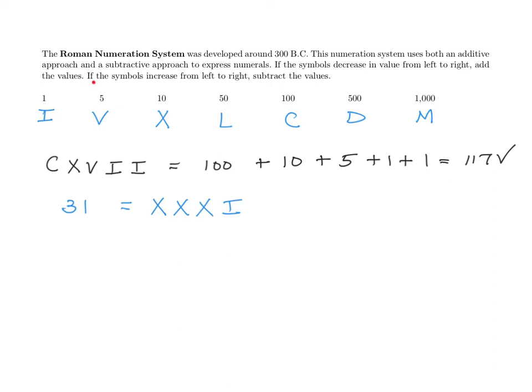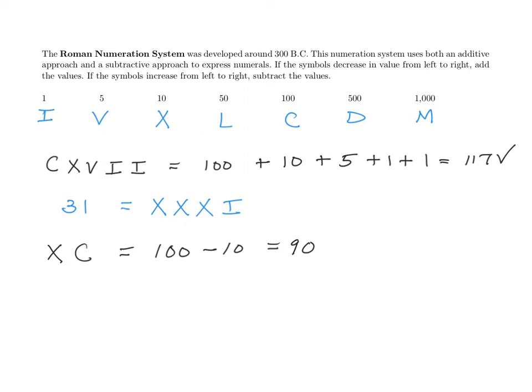But what about this thing here? If the symbols increase as we go from left to right, we subtract. To illustrate that, I'll look at this, XC. What is this Roman numeral as a base 10 number? Notice we're going from 10 up to 100. In this case, and specifically if you have 2 Roman numerals next to each other that increase, you subtract this 10 from this 100. So this is really thought of as 100 minus 10, or 90.